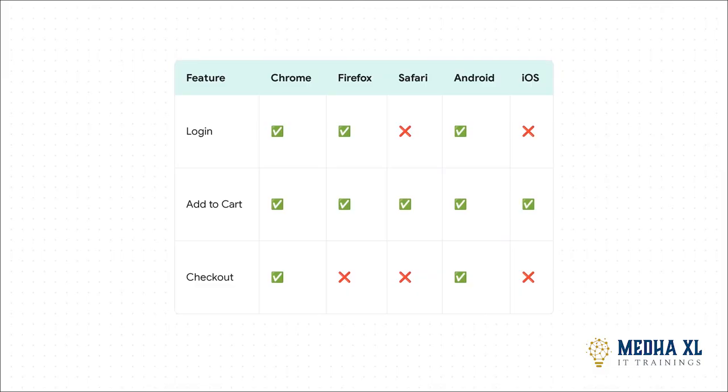And wow, this matrix, it just lays out the massive scale of the challenge. A tester has to go through every key feature across all these different environments. You can see it right here. The login might just completely fail on Safari and iOS, while the checkout process breaks on Firefox. Finding all of these very specific failures is a huge, painstaking manual effort.